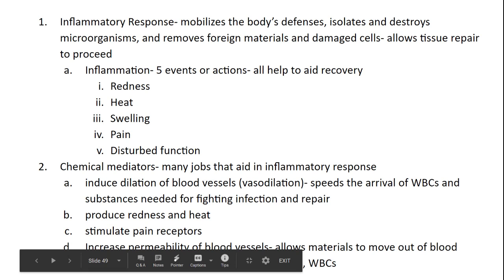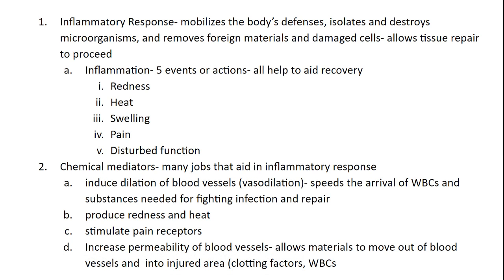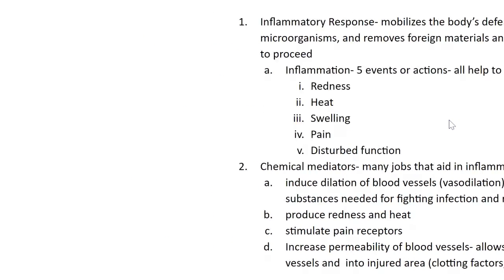Well, when we increase the permeability of blood vessels, it allows stuff to go into and out of the blood vessels easier. That's not necessarily blood, like the plasma is not going to leak out of your blood vessels into that area, although it can. But we're talking about diffusion of substances through those blood vessels that allow those things to get to the injured area. Okay, so those are the jobs that the chemical mediators do.